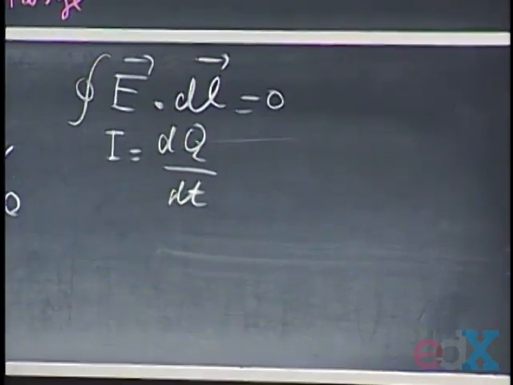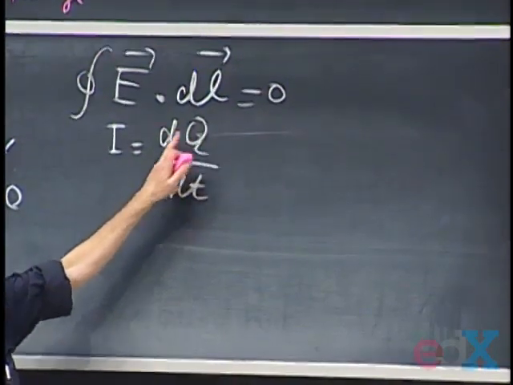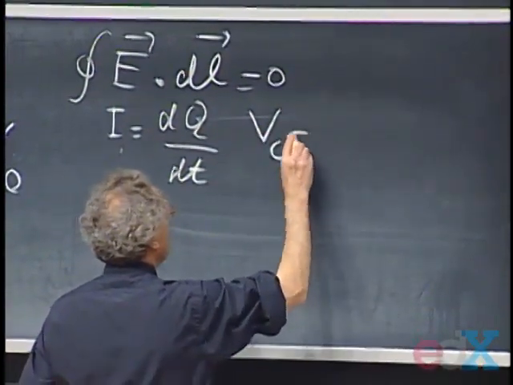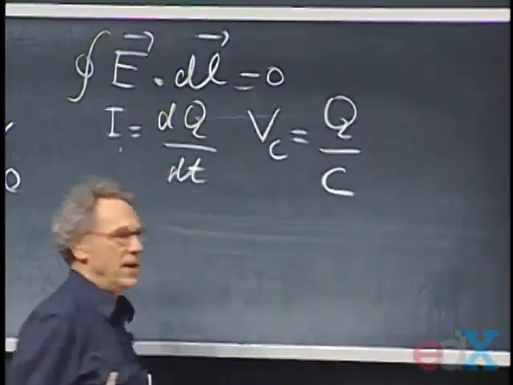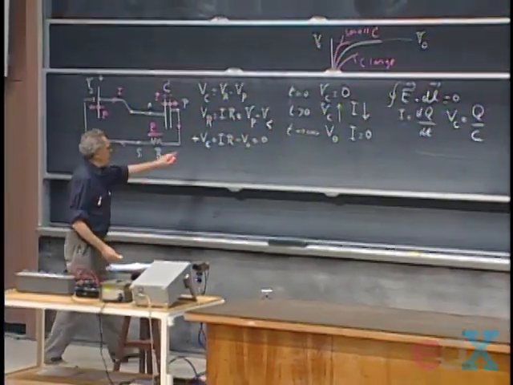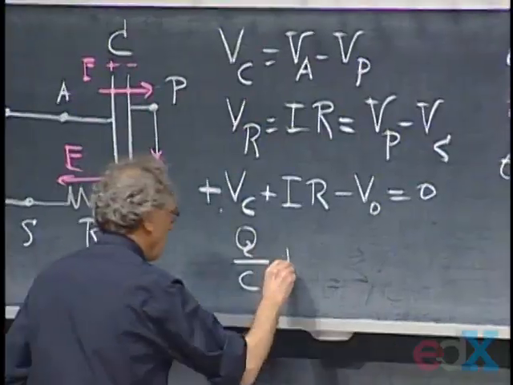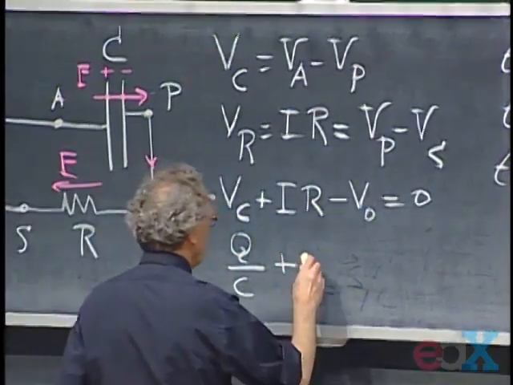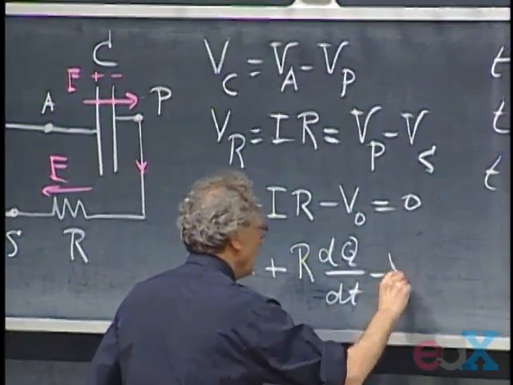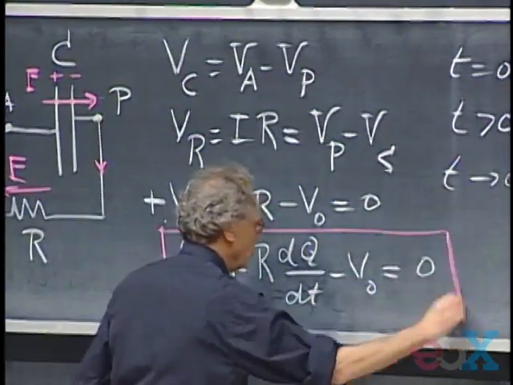Q being the charge on the capacitor, and it's only if that number changes, if the capacitor is either charging up or discharging, is there a current flowing. And in addition, I know that V of C is Q divided by C. That's the definition of capacitance. And so I can write down for this V of C, Q divided by C. For I can write down dq dt, so I get R times dq dt minus V0 equals 0.